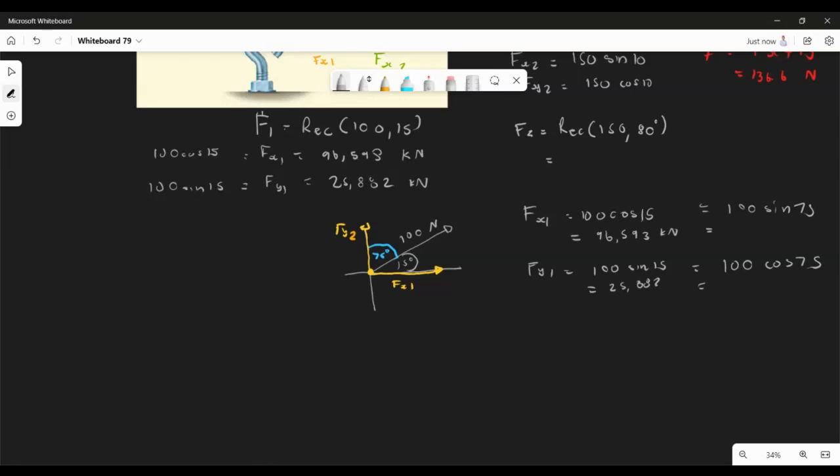Can you check these over here? Are you guys following me? Please tell me if you're not following me. It's very important. This is a core concept in the whole of this textbook.